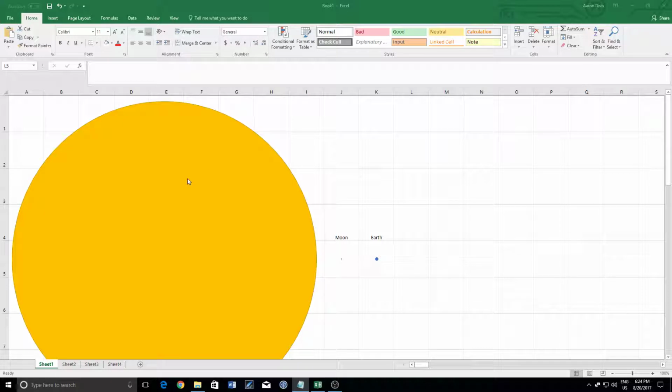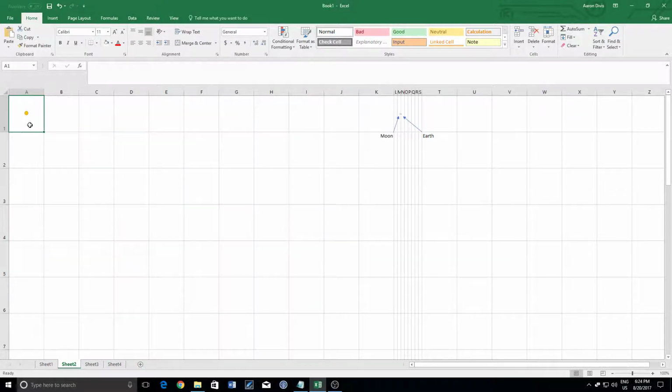First, here's a reference for the size of the sun compared to the moon and the Earth. The sun's diameter is about 400 times longer than the moon's diameter and about 100 times longer than the Earth's diameter. And if we scale down the size of the sun to this, we can see how far it is from the Earth and the moon. You can also see how close the Earth and the moon are compared to how far away the sun is.